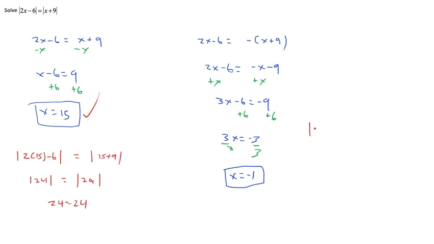Notice what happens when we plug in the negative 1, though, right? So I get, okay, the absolute value of 2 times negative 1 minus 6 equals the absolute value of negative 1 plus 9. Well, wait a minute. 2 times negative 1 is negative 2 minus 6. That gives us negative 8. Negative 1 plus 9 is positive 8. But remember, we still have the absolute value to deal with. What is the absolute value of negative 8? It's just positive 8. It means that that answer also checks out.